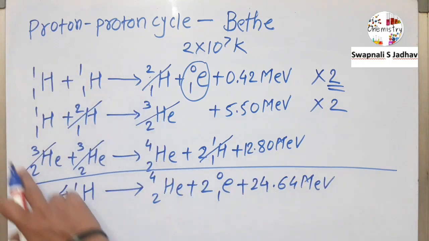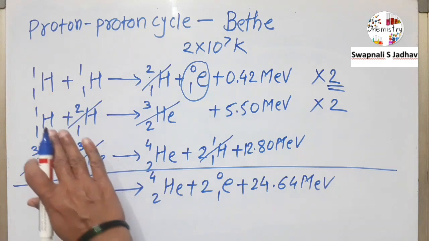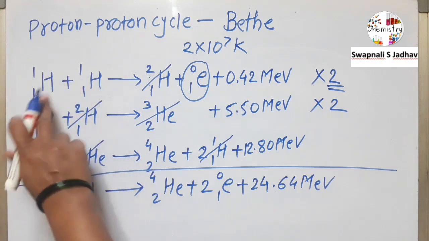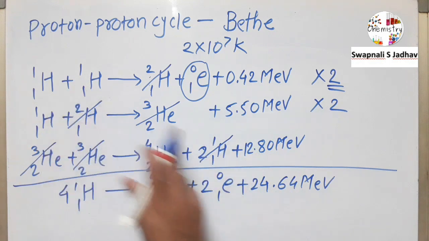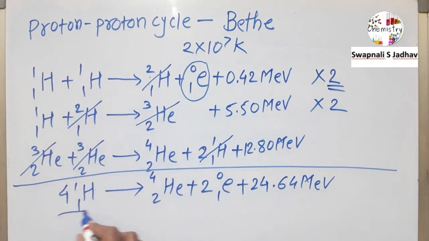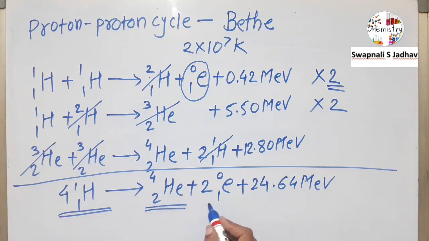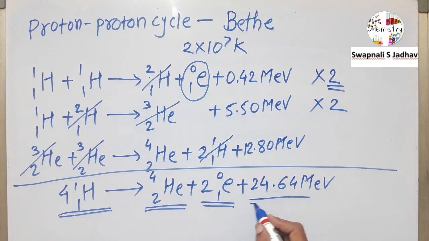So overall, what happens here? On LHS, how many protons are present? 6 protons, and on RHS 2 protons. So 6 minus 2, there are 4 protons, which give 1 helium nucleus with emission of 2 positrons and a large amount of energy, that is 24.64 million electron volt of energy.